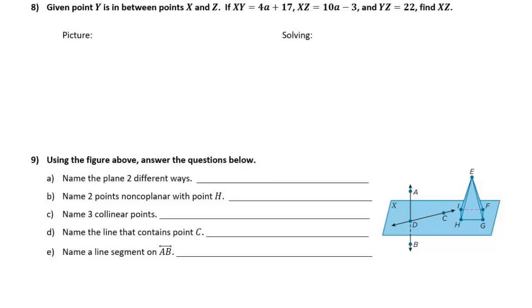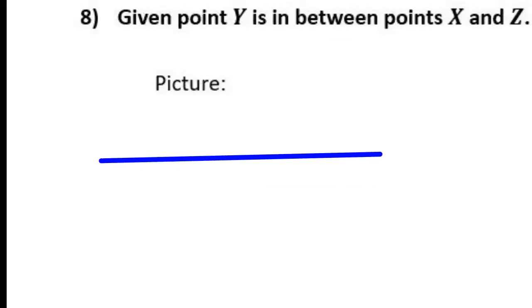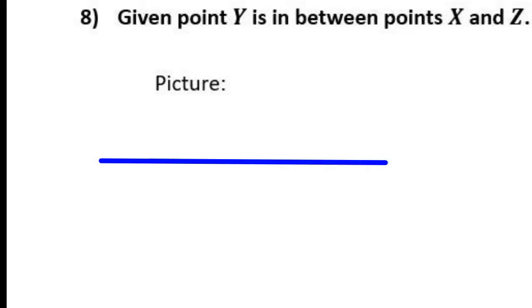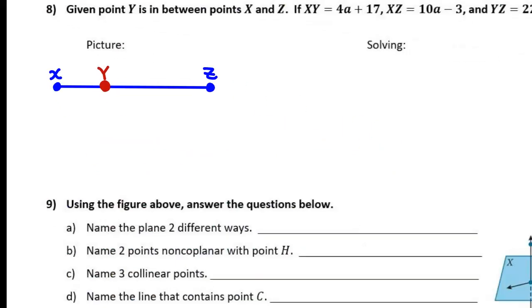Given point Y is between points X and Z. I'm going to stop right there and draw my picture. My endpoints are called X and Z. Point Y is between them. Did it say that Y is the midpoint? No, it just says it's between. So I'm not going to put it in the middle. I'm going to put it over here somewhere. I do not mark these things as congruent because they're not.